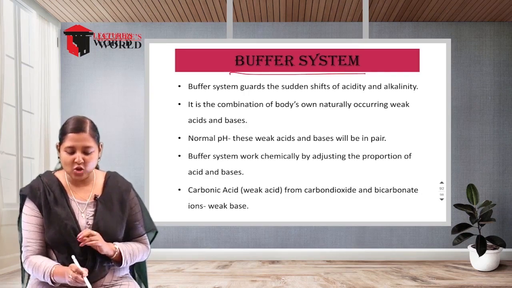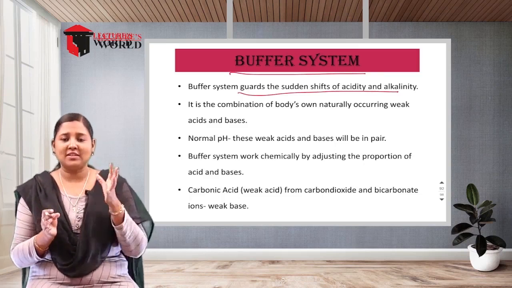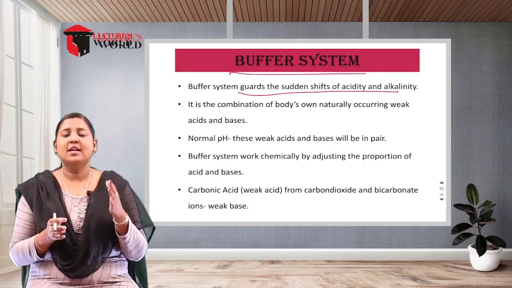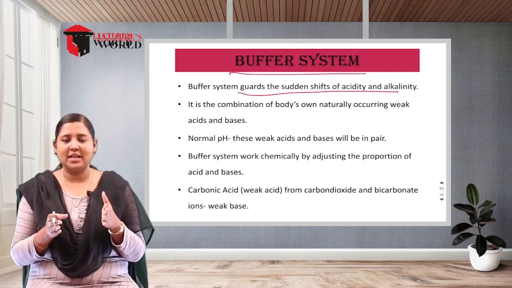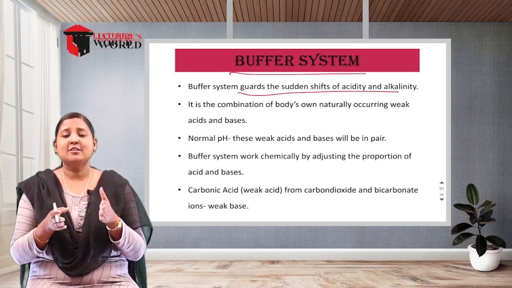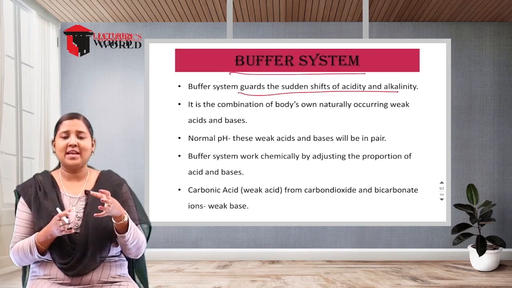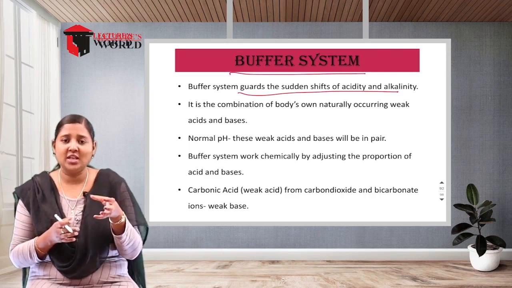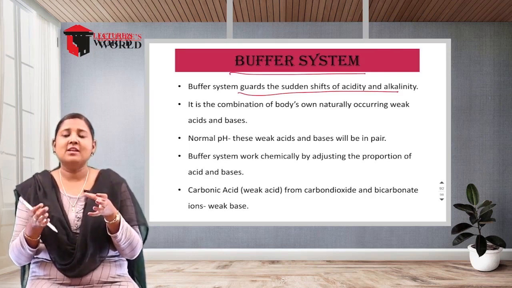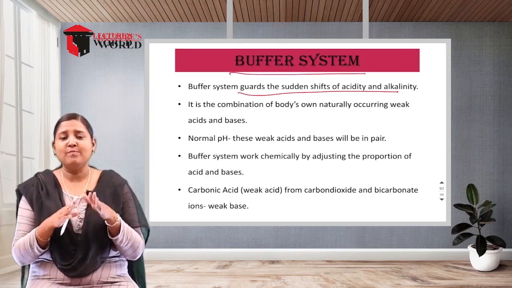The buffer system guards against a sudden shift of acidity and alkalinity. If both areas are acidic, both have to be acidic; if alkaline, both have to be alkaline. Suddenly it should not become acidic or suddenly become alkaline. That guarding is done by the buffer. So if any compartment suddenly becomes acidic, the buffer will send some of the bases to that area and make the acid get into neutral.